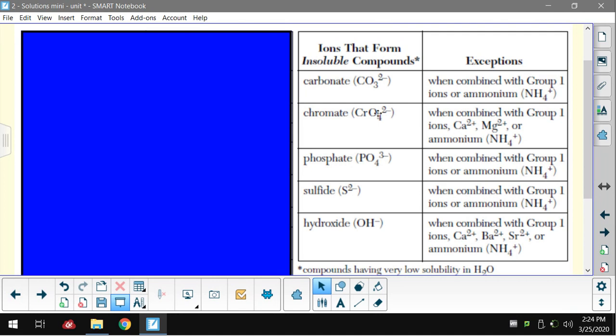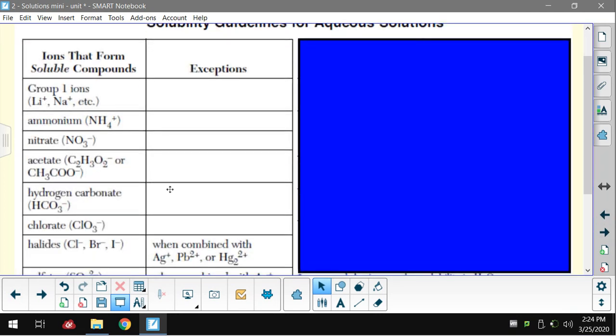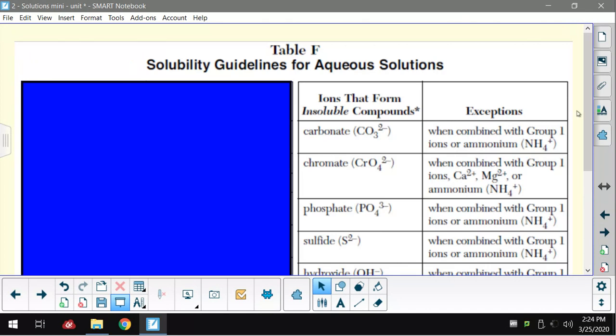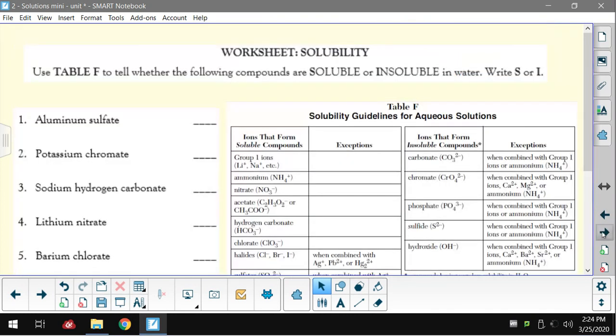All right. So the first side is compounds that form soluble ions that form compounds, and then the second side are the insoluble ones. All right. I'm going to put up on the web page this worksheet here, worksheet of solubility. So you want to go through here and check these out. So let's do a couple of them together.